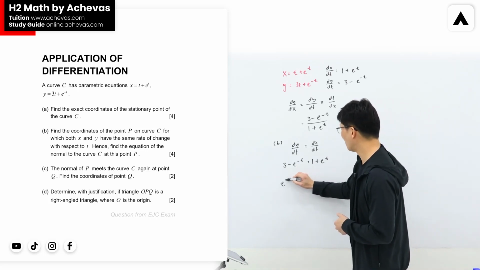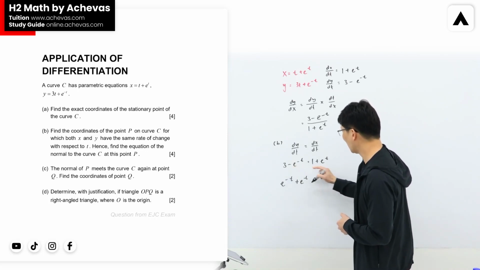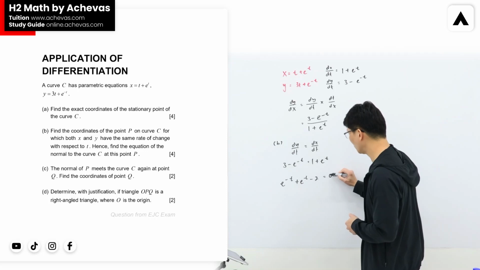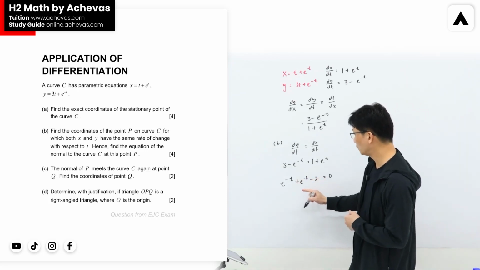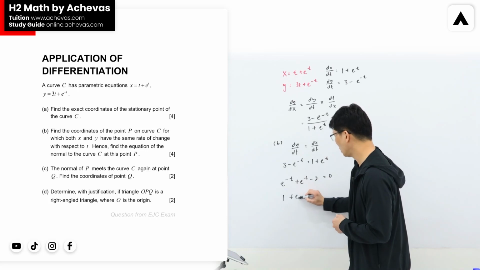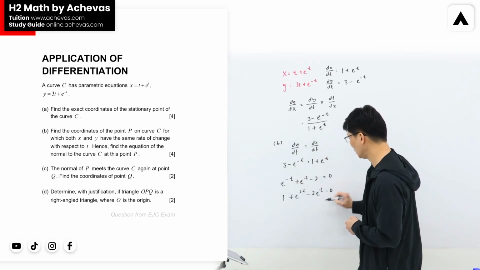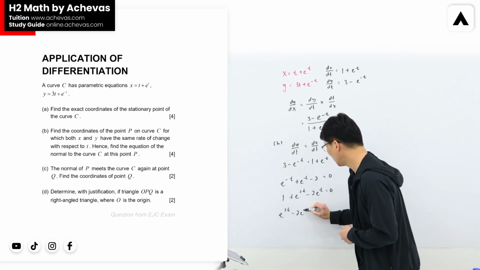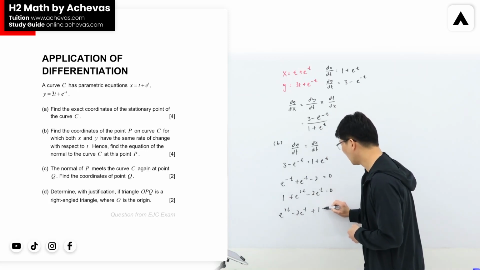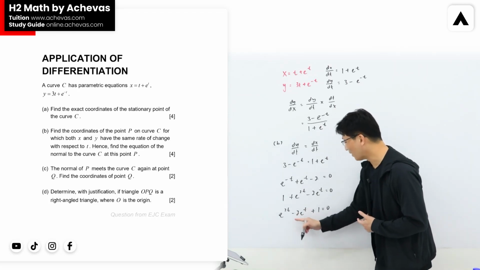I will have e to the power of minus t plus e to the power of minus t, and this I will have minus 2 equal to 0. I'm going to multiply throughout by e to the power of t. I will have 1 plus e to the power of 2t minus 2e to the power of t equal to 0. Rearranging it, we have e to the power of 2t minus 2e to the power of t plus 1. And actually, I can see that I can already factorize this directly.